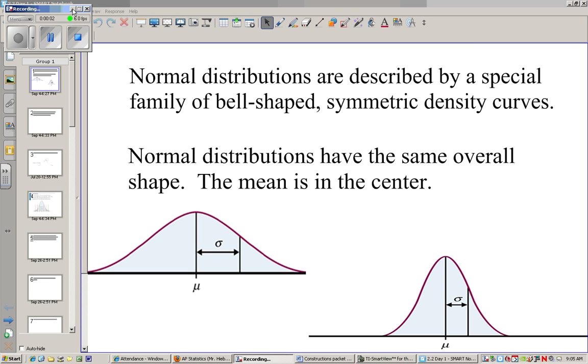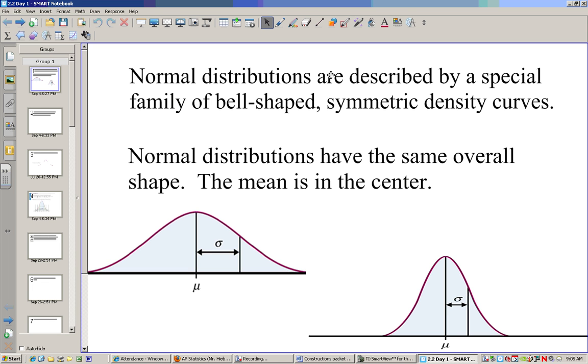Hello, today we're going to talk about normal distributions. Normal distributions are described by a special family of bell-shaped symmetric density curves. They look like this. See how they're bell-shaped? They're symmetric. The same thing is on the left and to the right of the mean.